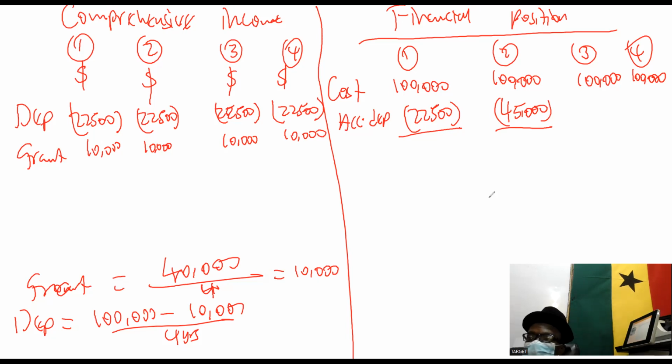The third year will be how much? 67,500. Then the last year will be 90,000. So let's find the carrying amount of the asset. Let's go, carrying amount. First, okay, so that will be 67 or 77. 77,500.